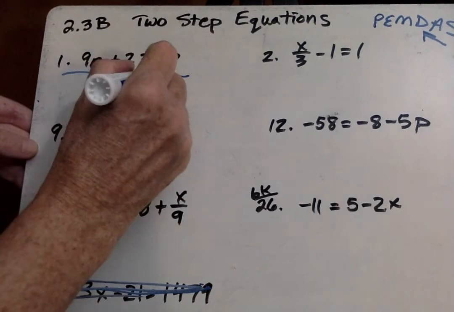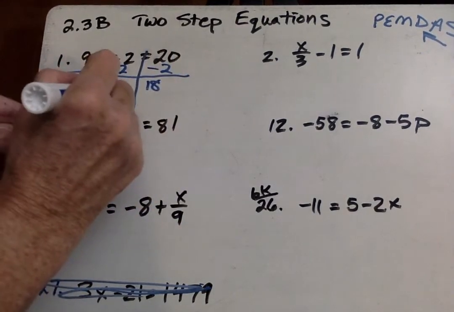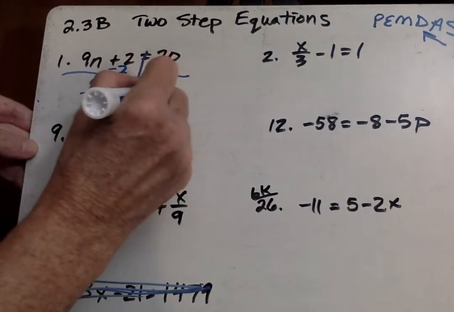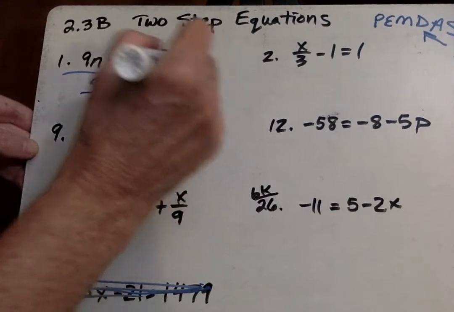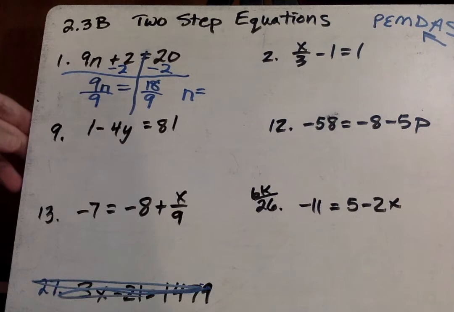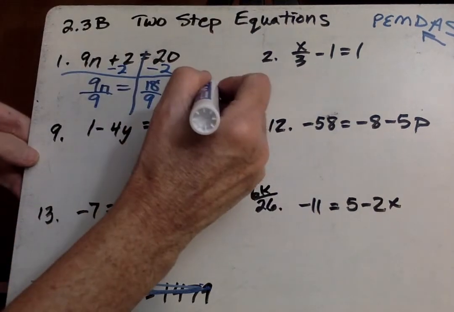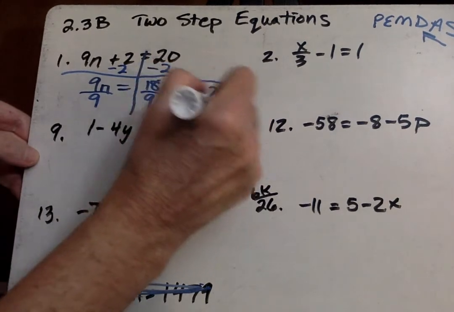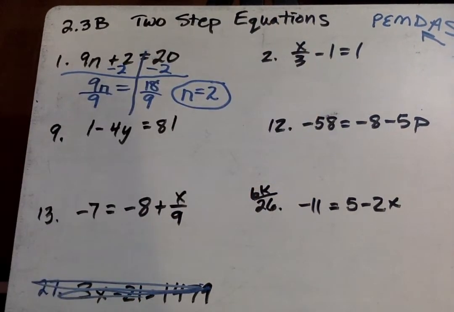9n equals 18. Divide by 9, divide by 9, and n equals 18 divided by 9 is what? Get my hand out of the way so you can write all this down, because you must show work. That's correct. N is 2. Okay, let's go on to the next one.